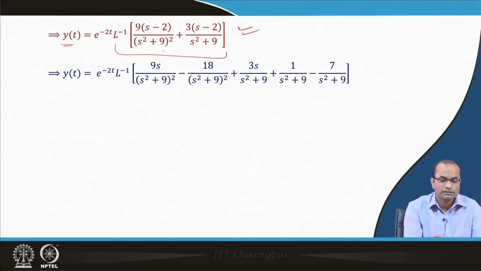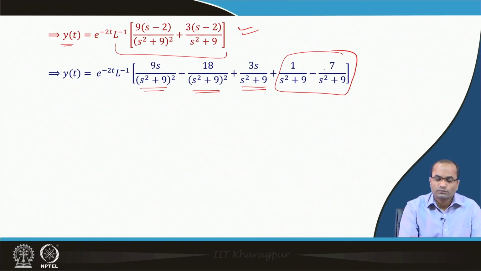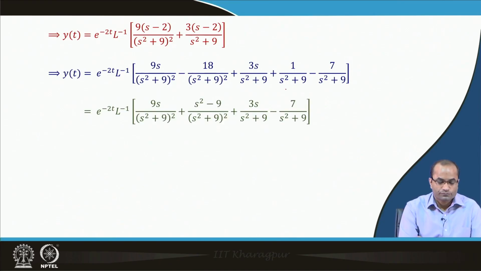So, we have 9s over (s² + 9) whole squared, then we have 18 there, and here we have 3s over s² + 9, and there is a term minus 6, which is written here plus 1 and minus 7. So, that adds up to minus 6 over s² + 9. This is exactly the term there. And now what we will do: here 9s over s² + 9 as it is, and this term together with this term here. So, these two terms are merged now to have a special form.